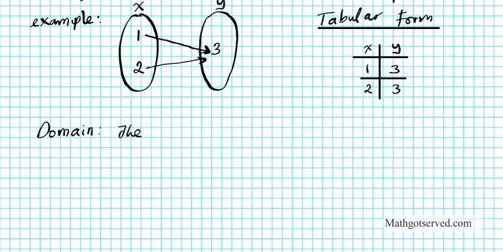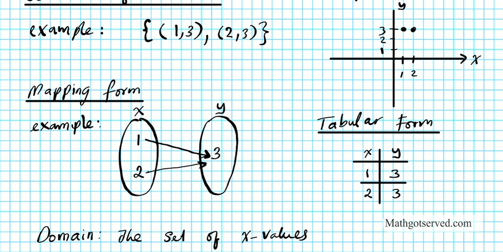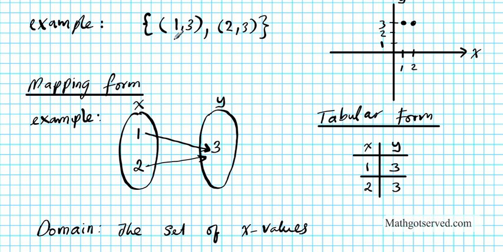Alright, sorry about that. So the domain basically is the set of x values. Okay? The set of x values. So if you take a look at all these four formulations that we considered here, what is the domain? You have 1 and 2 here. That's the domain, because those are the x's. For this ordered pair, the x's come first, right? So this and this, that's the domain.